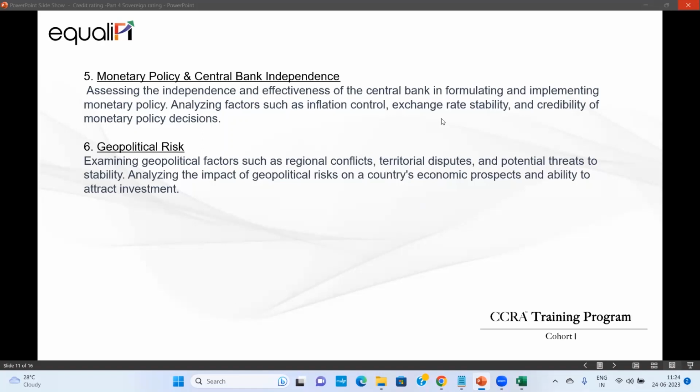Correct. So similarly, when there are too many threats, suppose there is too much terrorist activity in Kashmir, it's very difficult for an industry based in Kashmir to attract foreign direct investment, or to get even private equity or venture capital from a person who is sitting in a country outside India. Or if there is too much political instability for whatsoever reason, then obviously this is a geopolitical risk posing a threat for the investors, and that is definitely going to affect the sovereign rating of a country.